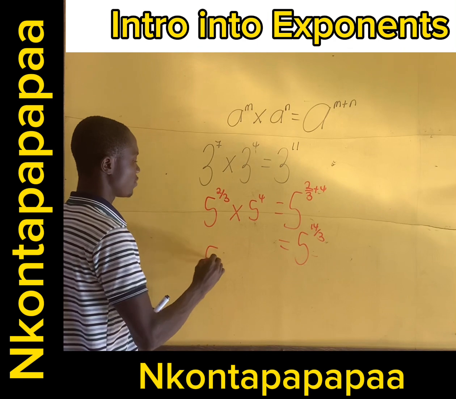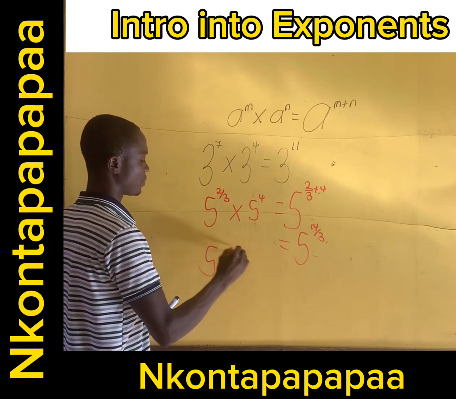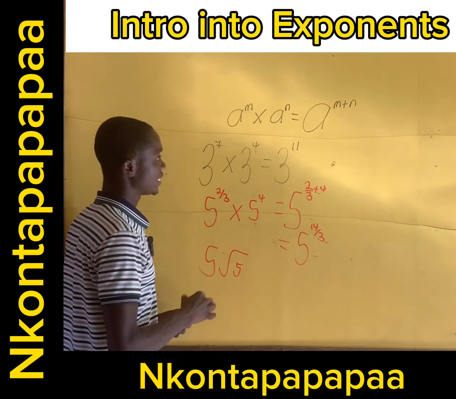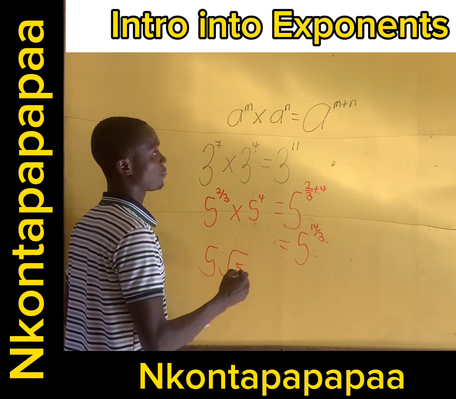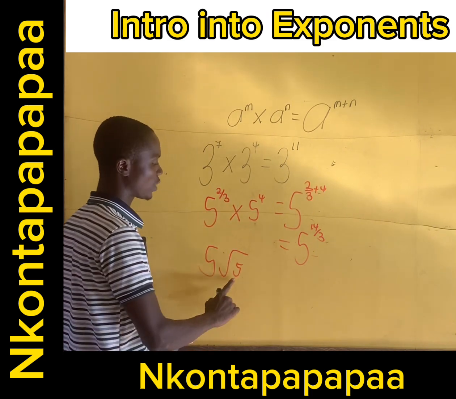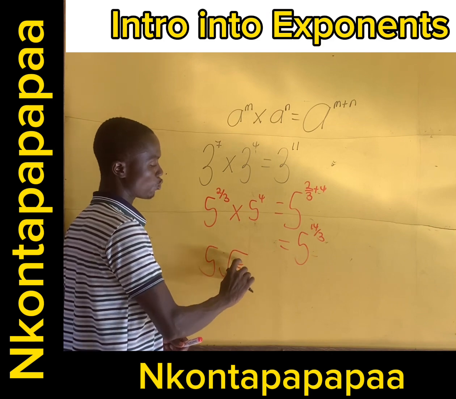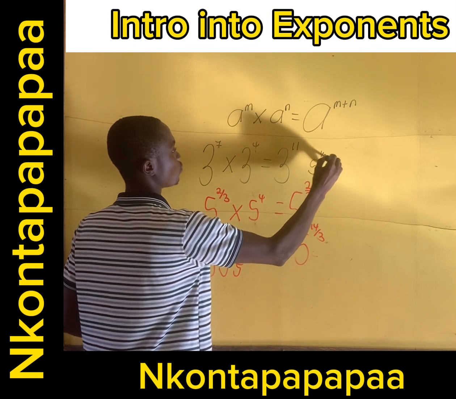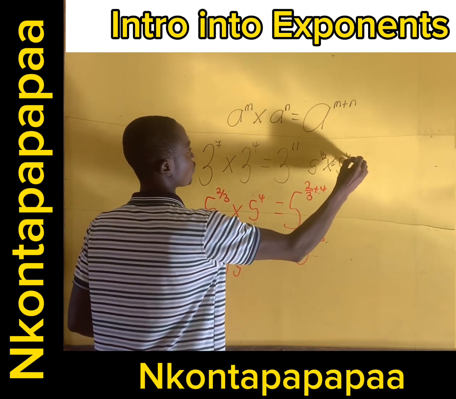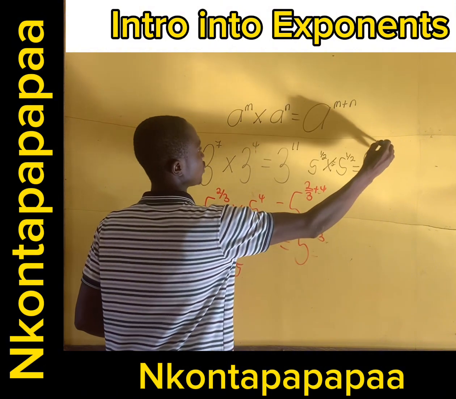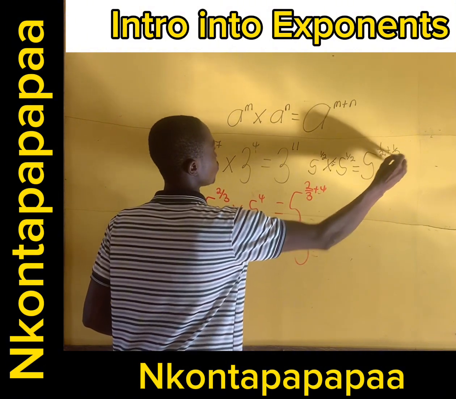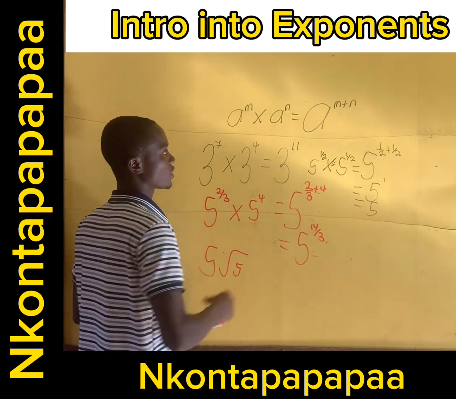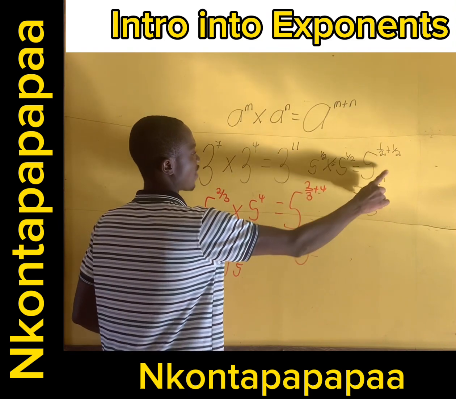Now, if I have 5 times square root of 5, wow, in indices, if I take the square root of the number, it means what number will I multiply by itself to get what is under the square root. So look at this. If I have 5 exponent 1 out of 2 times 5 exponent 1 out of 2, then I'm going to have 5 exponent 1 out of 2 plus 1 out of 2. That will give me 5 exponent 1, and that is 5. Because half plus half will give me 1, and 5 exponent 1 is 5.